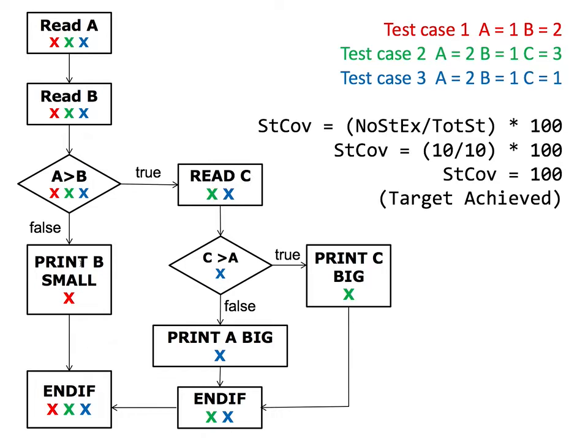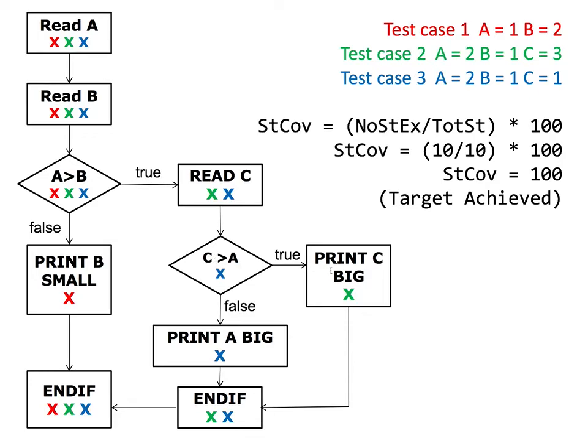So what we're really looking for here, in the first case, test case 1, which is our red line, A is 1 and B is 2, and we can see that reading in A, B, this condition is returning false, we're printing small b, and we're ending the if. So everything down this line has been executed at least once. We're happy with that. Test case 2 then, coming through this, we're reading A, B. In this case, A is greater than B. So we read in a value C. We're checking to see if value C is greater than A, which in this case it is.